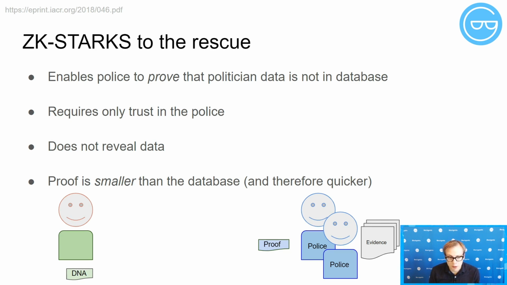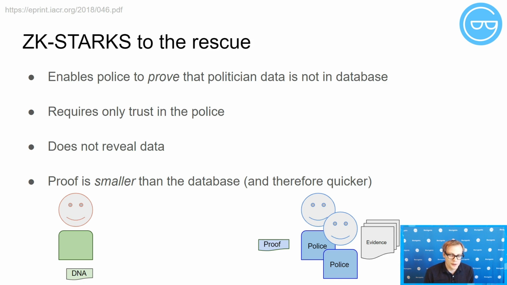It does not require the police to reveal any of the data. So they don't need to say, here's my list of candidates. Note that here's my list of convicted, say, felons, and note that the political candidate is not on this list. They can keep all that secret.